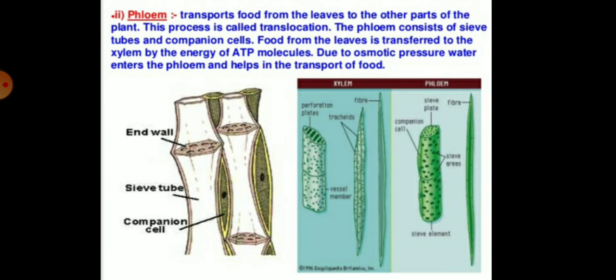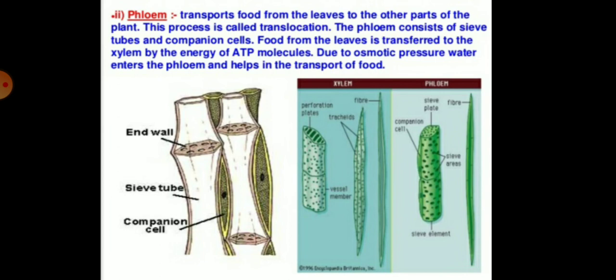So, children, the phloem consists of sieve tubes and companion cells, so that the food from the leaves is transported by the energy of the ATP molecules. So that due to the osmotic pressure, water enters the phloem and helps in the transportation of food.